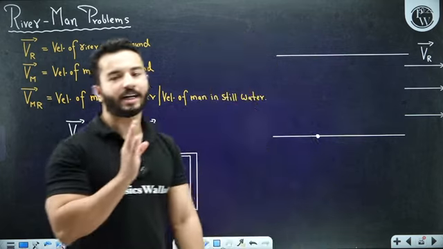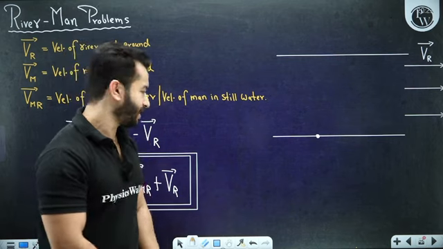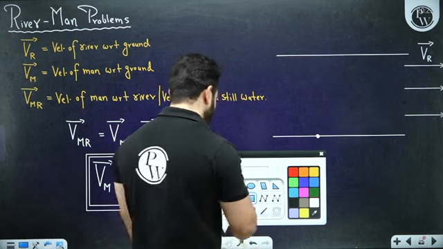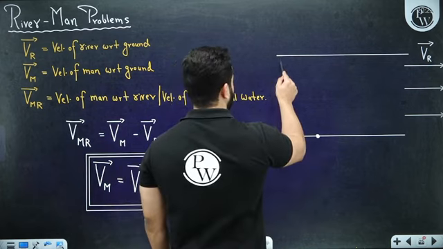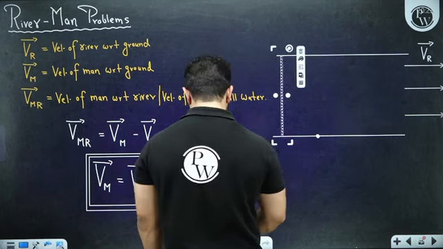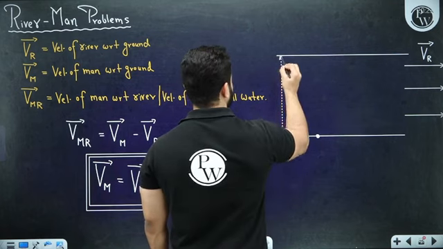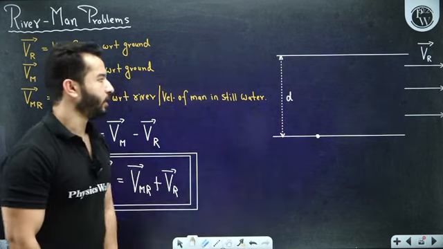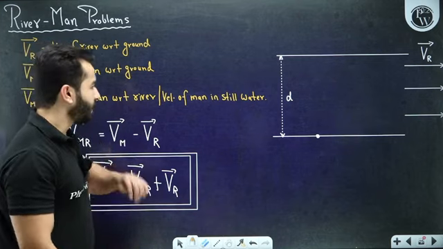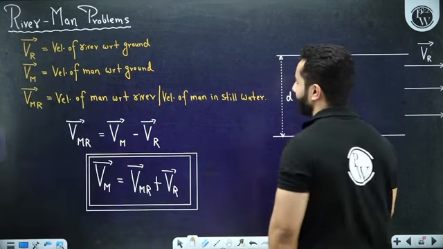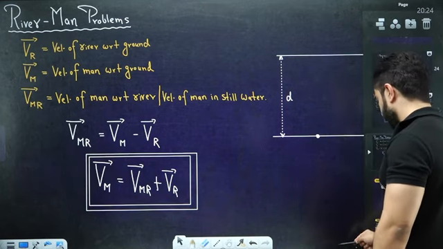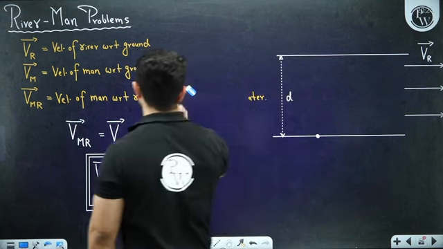I'm going to draw the diagram again on the next slide, so let's not worry about over here. In this diagram, the width of the river is also given, the width between the two banks, and it is small d. Is it clear? Let me draw the same diagram over here. I'll make a copy and remove all of these things.